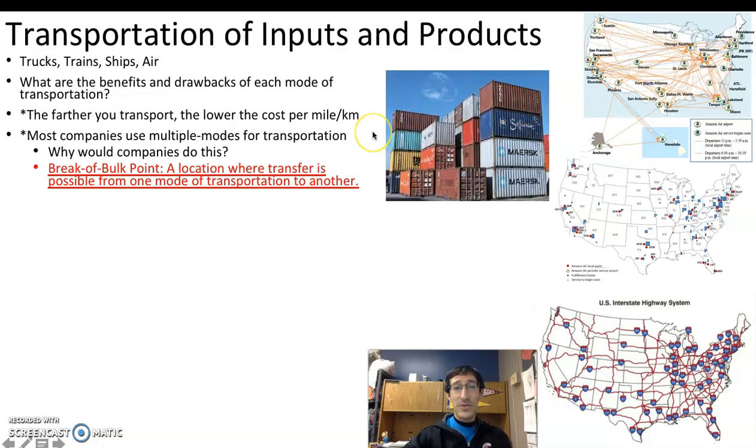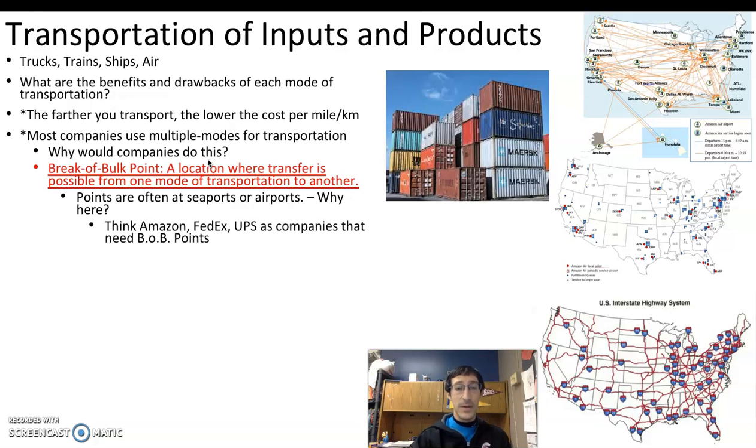When they are changing their transportation mode, it's what we call a break of bulk point. That's where you go from transferring it from airplane to truck, truck to airplane, or any of the others from one to the other. Now, these are often at seaports, harbors, or airports. Why? Because typically a lot of our stuff comes from abroad. So there have to be multiple modes for these locations, and typically these are the best spots for them.